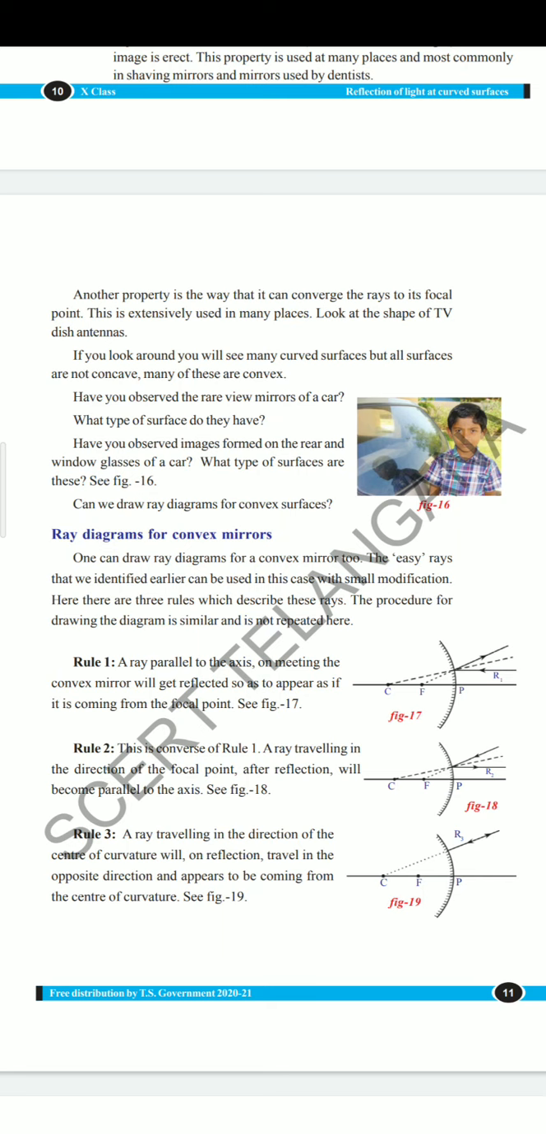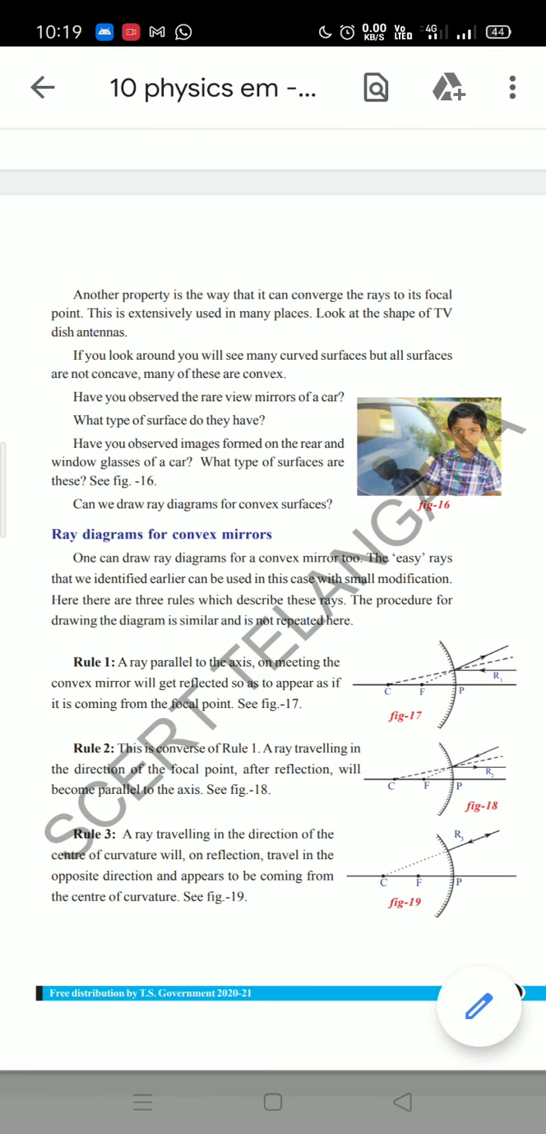Ray diagrams for convex mirrors. One can draw ray diagrams for a convex mirror too. The easy rays that we identified earlier can be used in this case with small modification. Here there are three rules which describe these rays. The procedure for drawing the diagram is similar and is not repeated here.